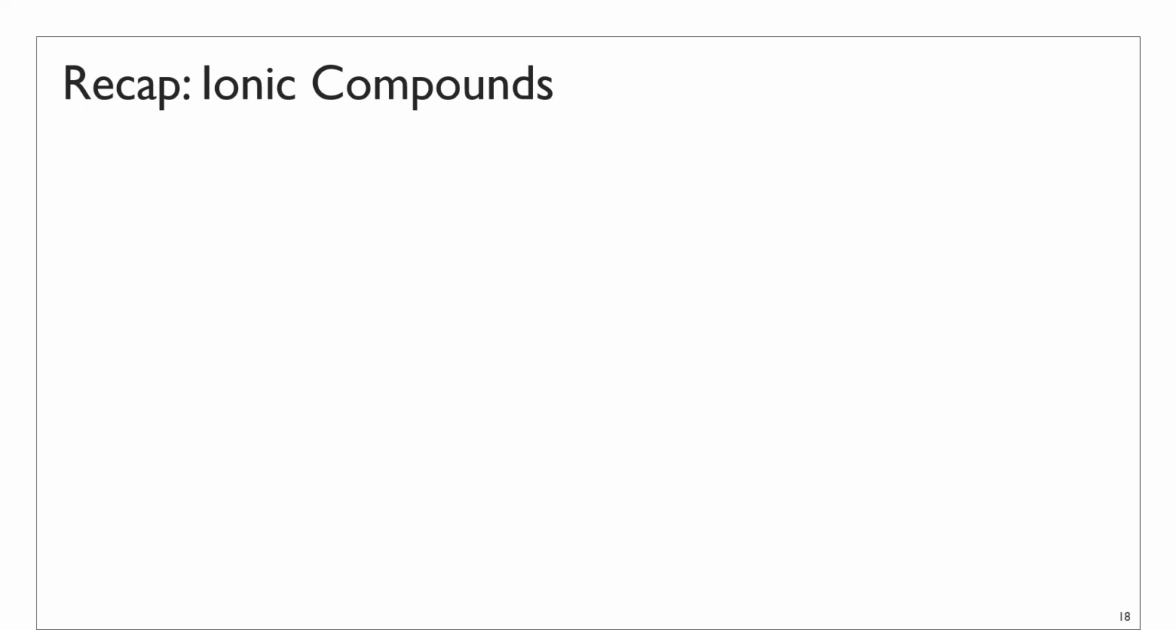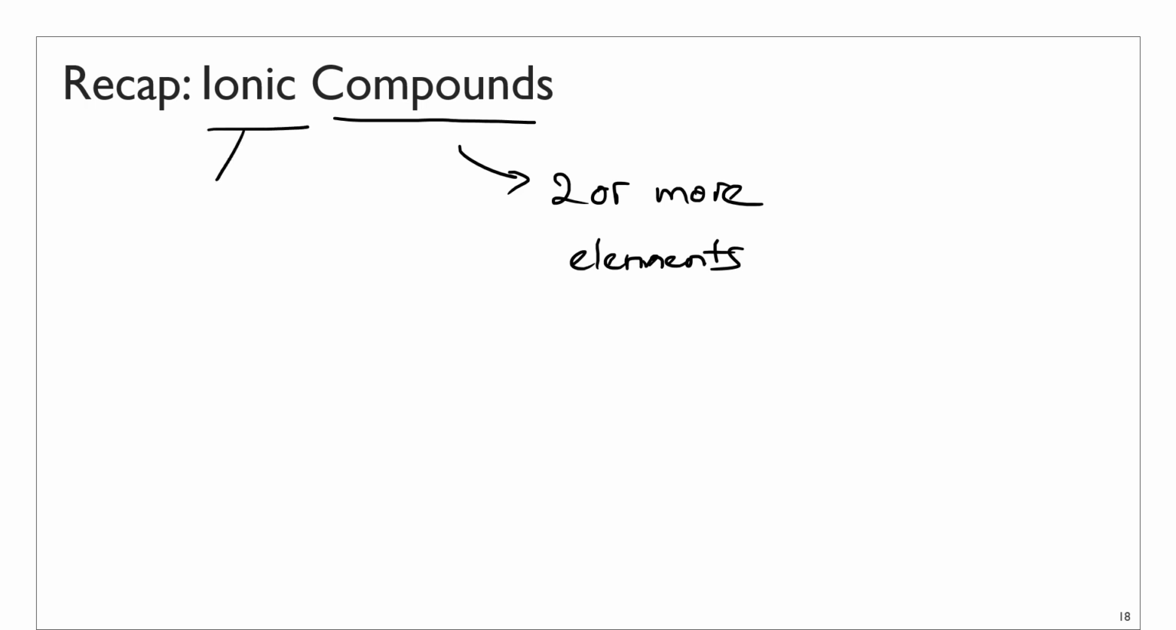As the name suggests, an ionic compound, first of all, is a compound. So it will contain two or more elements, and it is ionic, which means that the elements exist in the form of ions in the compound. So you will have cations and you will have anions. And for the most part, you can recognize that something is an ionic compound if it contains metal and non-metal.